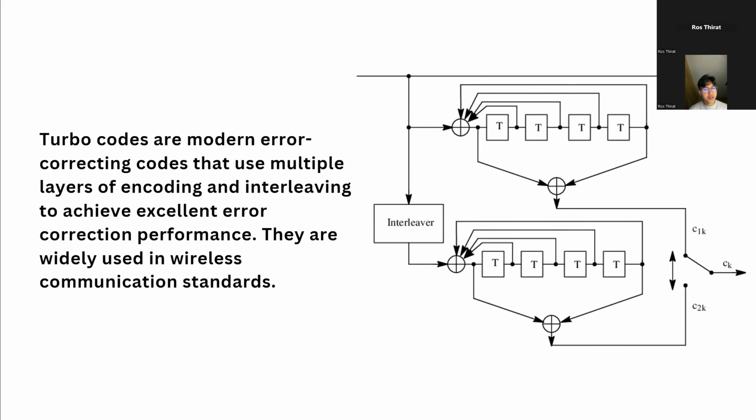And the third type of error correcting code is turbo codes. Turbo codes are modern error correcting codes that use multiple layers of encoding and interleaving to achieve excellent error correcting performance. They are widely used in wireless communication standards. The advantage of this type of code is that it provides nearly optimal error correcting capabilities approaching the Shannon limit for channel capacity, and they are well suited for challenging communication environments with high levels of noise and interference.